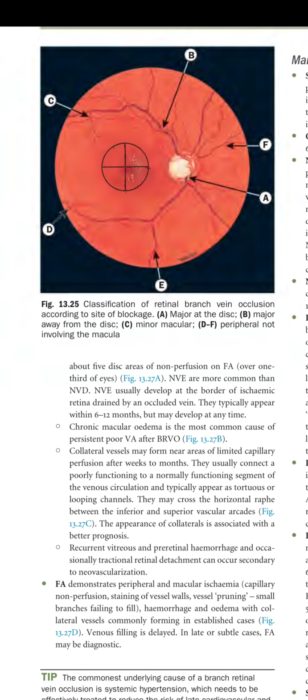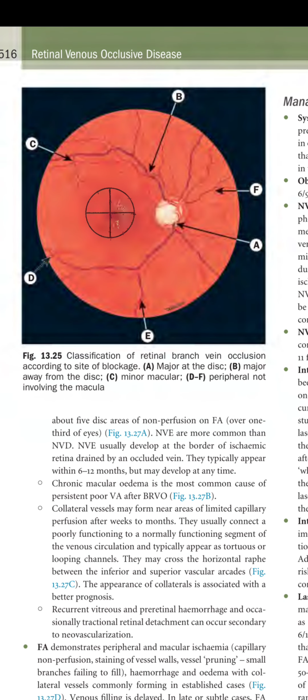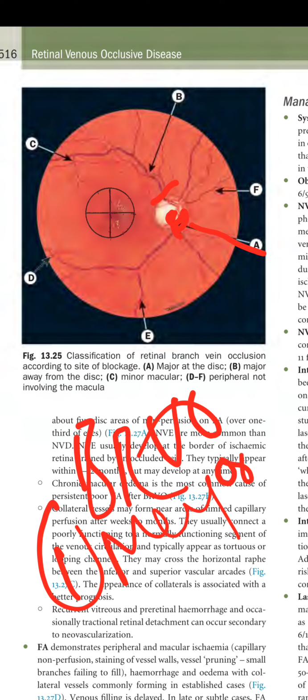So, let's see figure 13.25, which is showing the classification of branch retinal vein occlusion. A is showing the types of BRVO. The BRVO can be major at disc, major away from disc, minor macular, and peripheral not involving the macula. Major is like if the occlusion has been at the venous end, as in case A, where you can see the occlusion at this point, and B will show that it is major but slightly away from the disc. So, B is a major but away from the disc.